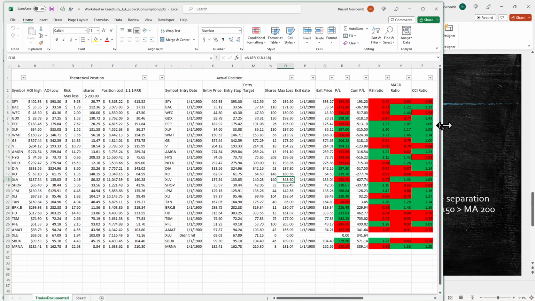I made up some fictitious parameters here. In addition to my profit and loss, would I have done better if I had used this RSI ratio or MACD ratio or CCI ratio? So you can go back and then you can filter.